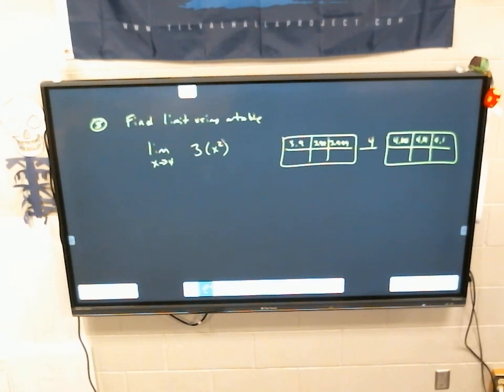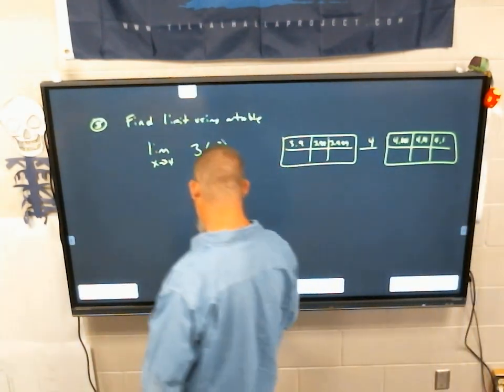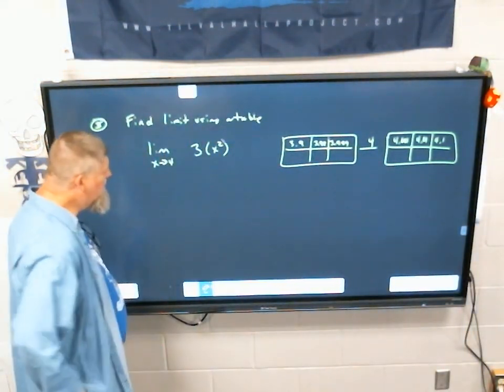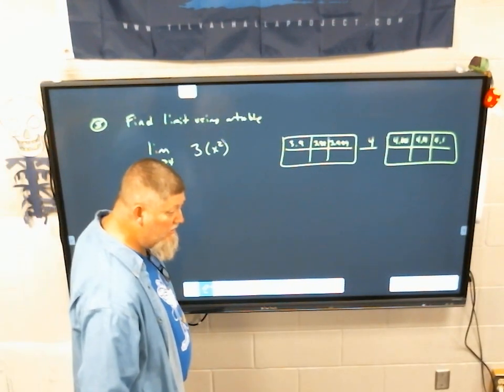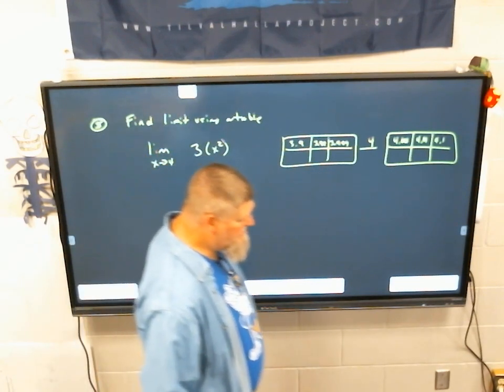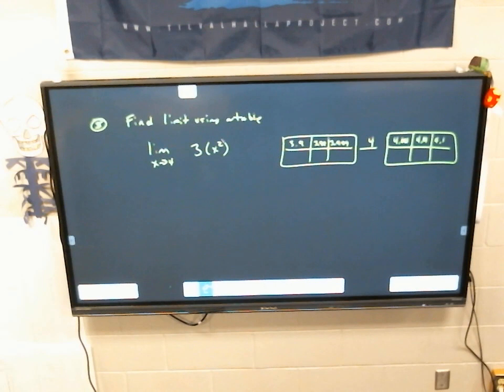You read the answer under it, right? Do you have an answer for 3.9? 45.6. Is that wrong? That's not what I got. 3 times 3.9 squared. Every time we put it in the calculator, it gives 45.63. Well, let's see, because 3 squared is 9 times 3, it's 27, so I feel like it's not too far.